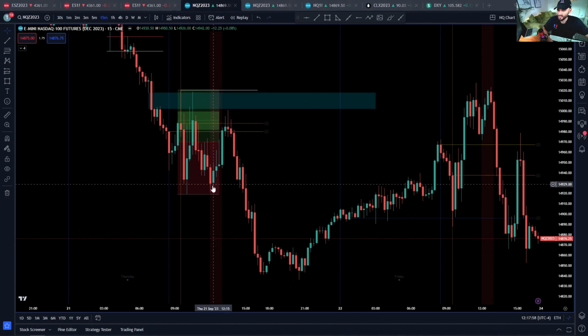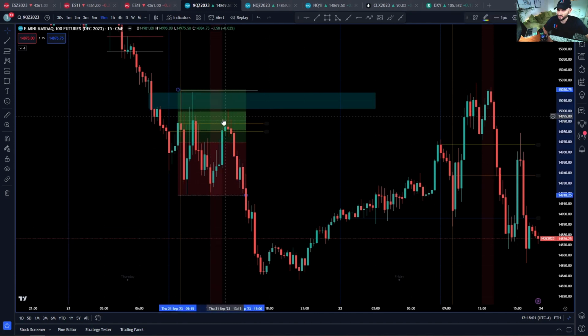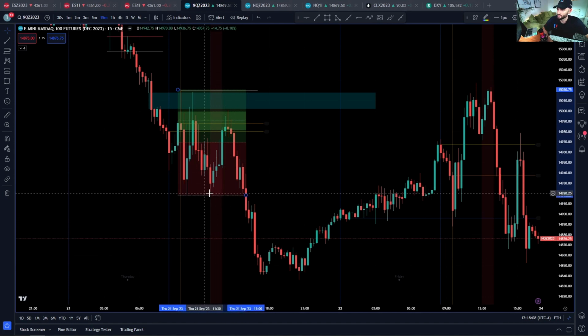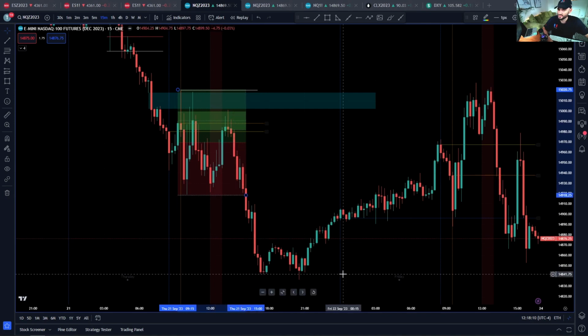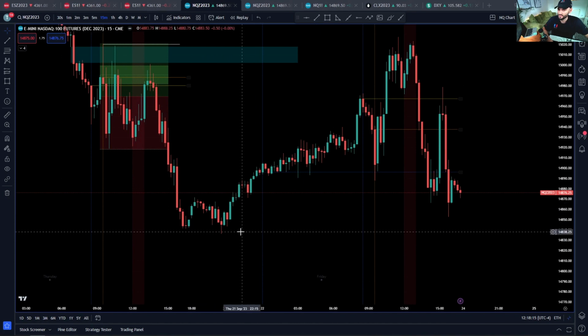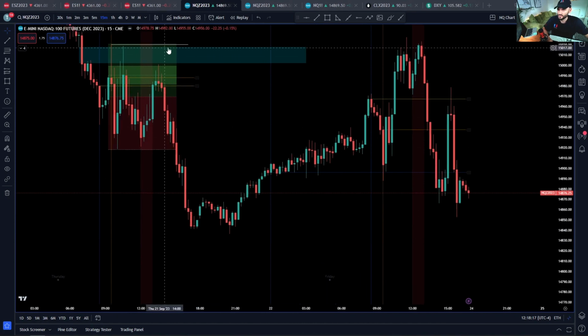Price comes back up into a premium before displacing lower to tackle what? Sell side liquidity. This is a higher time frame pool of liquidity. We then run down into that discount on the higher time frame. Okay, on the higher time frame. So what do we have? Is we move this lower.